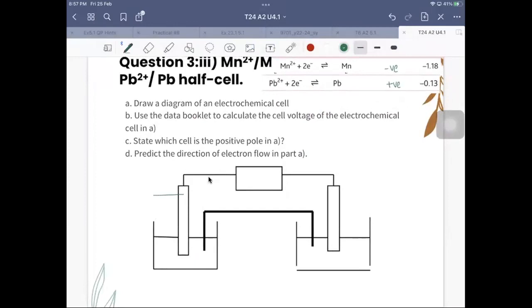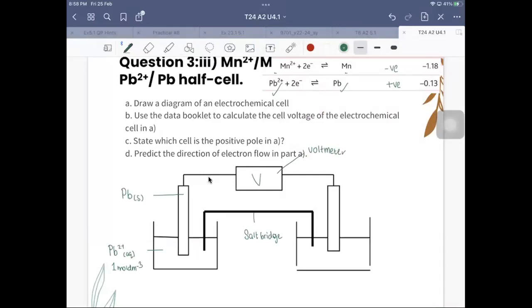Now, Pb as a solid will be your electrode, and we need Pb2+ ions, and that will go into the solution as an aqueous ion with a concentration of 1 mole per dm³. So we're done. Don't forget to label your salt bridge. And then you need a voltmeter. A voltmeter should be in a circle, okay? Sometimes you don't even have to label the voltmeter because it is kind of a universal symbol.